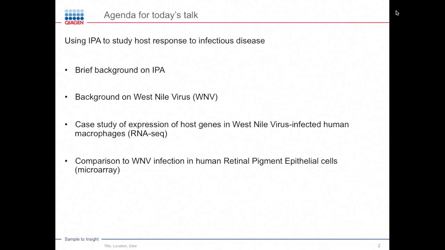So just to give you a brief agenda, we're going to talk about IPA as a case study of host response to infectious disease. I'll go through a brief background on IPA, and then background on the West Nile virus, and then this case study of the macrophages from humans infected with West Nile virus and measured by RNA-seq expression. And then we'll also compare it to a similar infection but in a different cell type and using microarrays as opposed to RNA-seq. And also, as we go along, I'll hope to highlight some of the newer features in IPA that have come out recently.